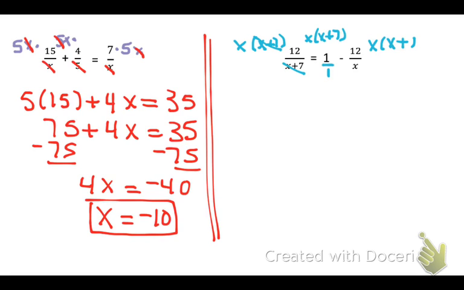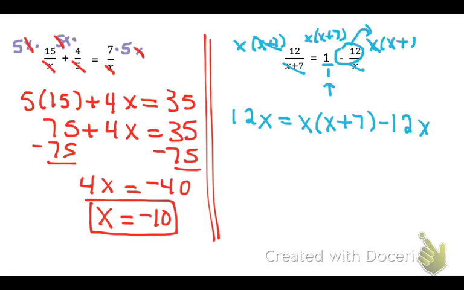Nothing can cancel with this term. And then we can cancel out this x. So we're left with 12x equals x times x plus 7. And then we have this negative 12. So we end up with negative 12x minus 84.